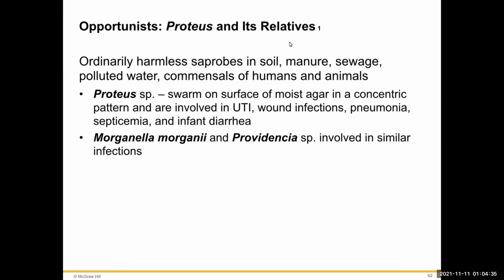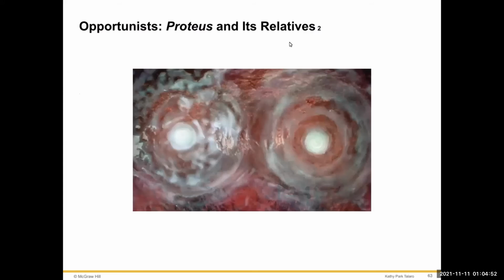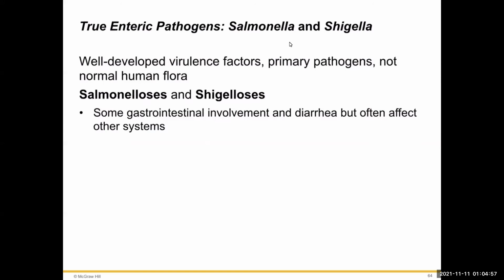Proteus swarms on the surface of moist agar in concentric patterns and is involved in UTIs, wound infections, pneumonia, septicemia, and infant diarrhea. Morganella morganii and Providencia are involved in similar infections. And you see again the different colonies of Proteus and bacteria like it. Salmonella and Shigella have well-developed virulence factors and are primarily pathogens. They're not normal human flora.